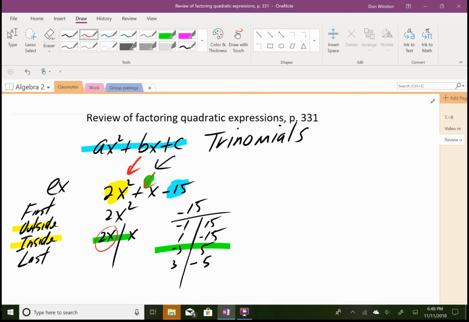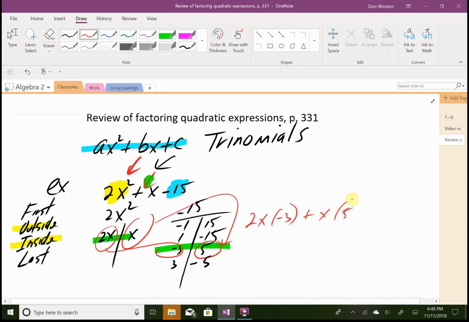All right, so I can take 2x times a negative 3, and then x times 5. So 2x times a negative 3 plus x times 5 gives me negative 6x plus 5x, which equals negative x. Close, but not close enough. I'm looking for a positive x. So that didn't do it.